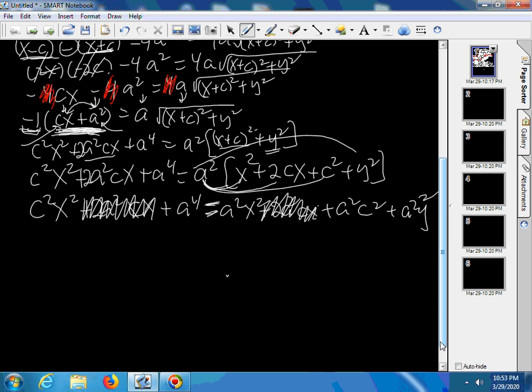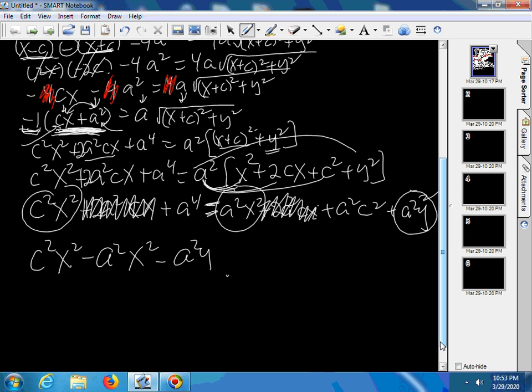And now I'm going to do what I promised. I'm going to keep this on the left side because it has an x squared. I'm going to move this to the left side as minus a squared x squared. I'm going to move this to the left side as minus a squared y squared. The a squared c squared can stay on the right side, and this a to the 4th becomes minus a to the 4th.